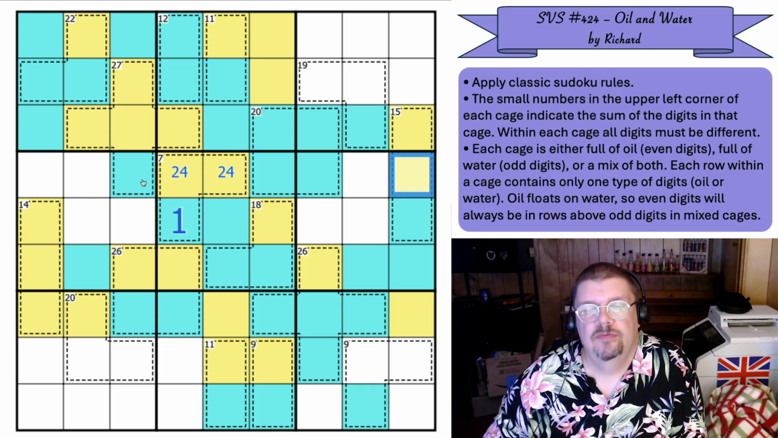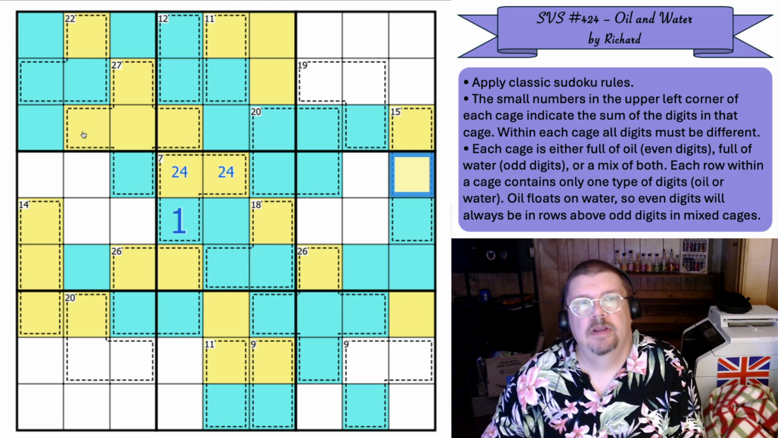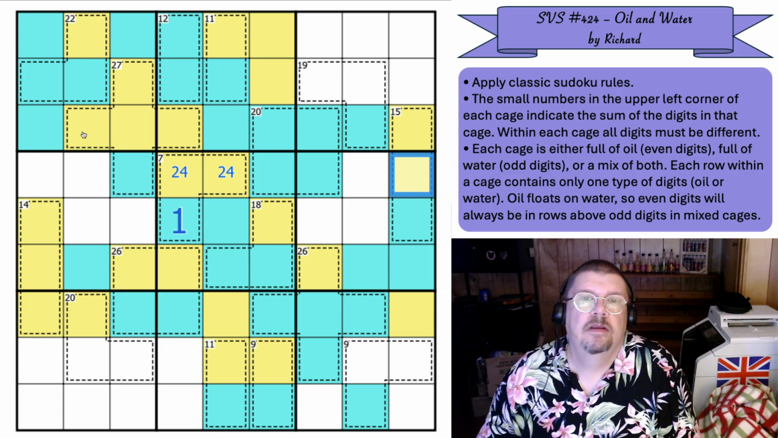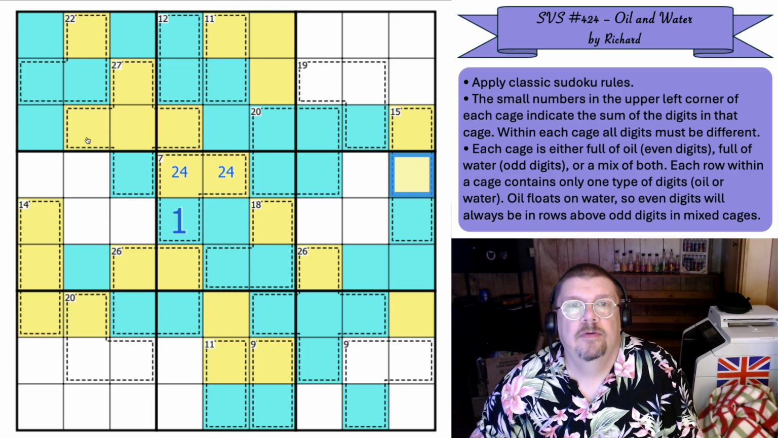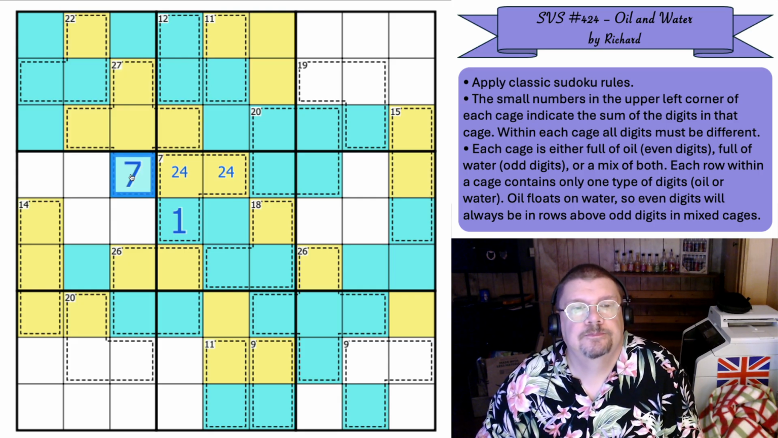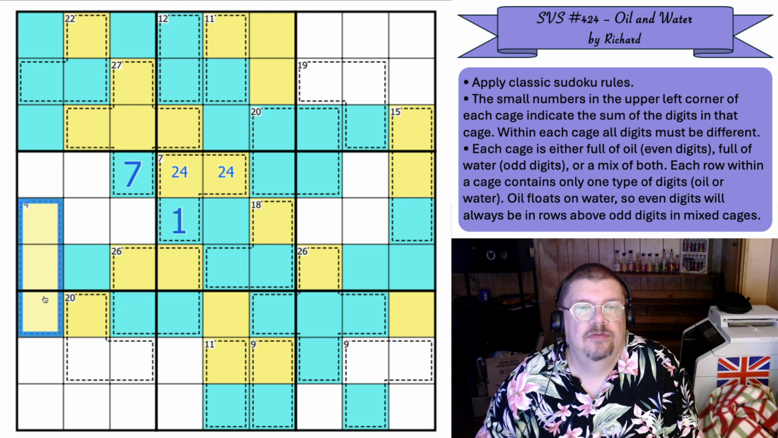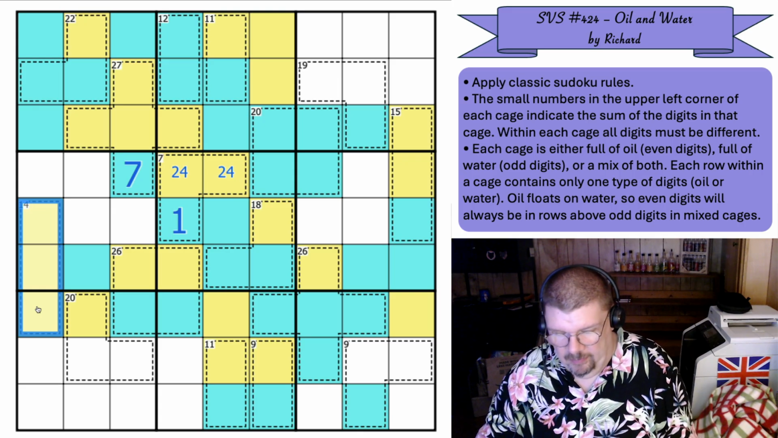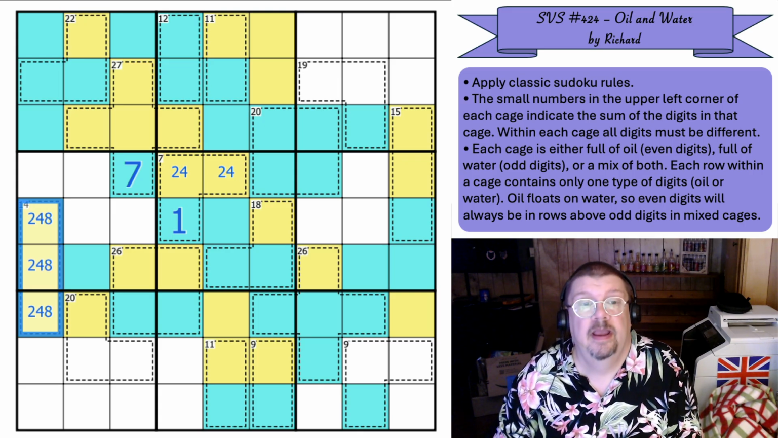Right, I think I'm going to start putting in some numbers to see where we get to. Right, this sums to 20, so this must be a 7. This is missing a 6. The 4 evens would sum to 20, but I only got 14, so that's 2, 4, 8.